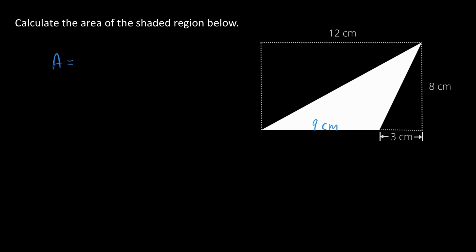So working out the area of the triangle, it's a half multiplied by the base, which is 9, multiplied by the perpendicular height, which is 8, and that will work out to be 36 centimeters squared. Now remember, when we're talking about area, we need to use the correct units, which is squared, so it might be millimeters squared, centimeters squared, meters squared, and so on.